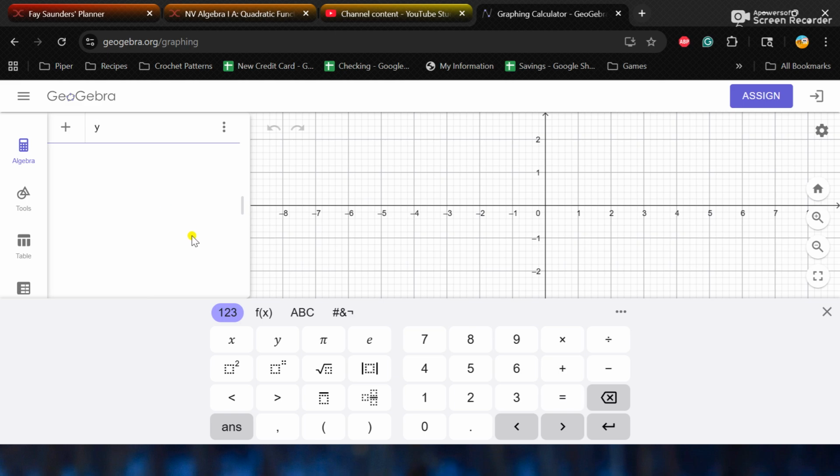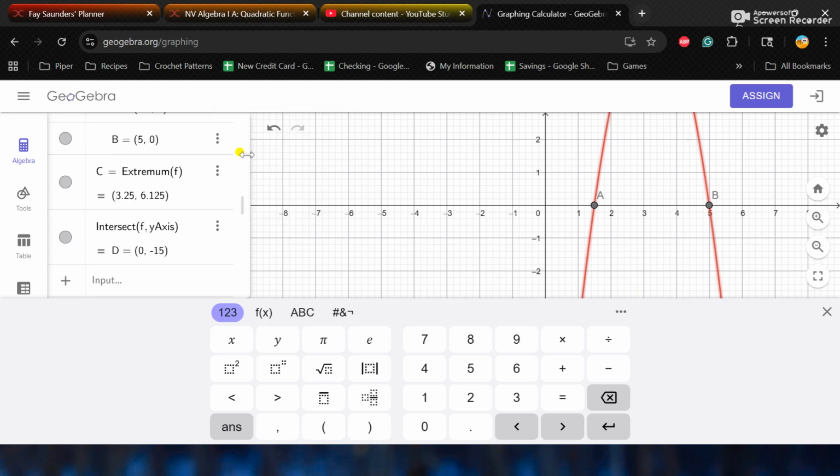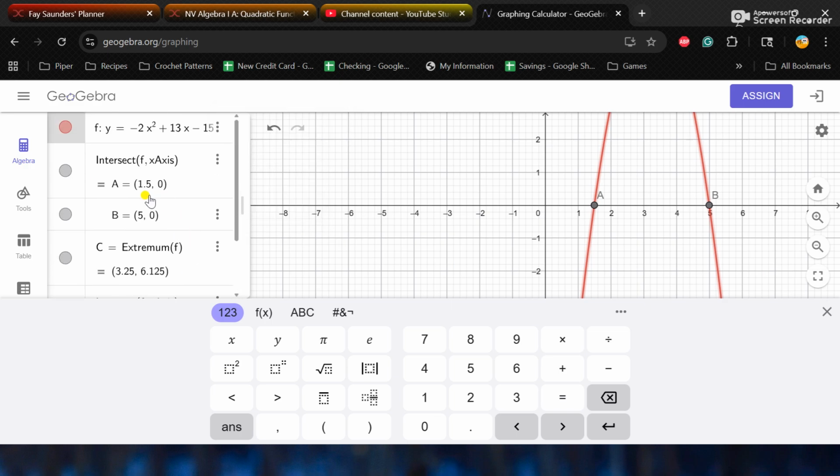What are the x-intercepts of y equals negative 2x squared plus 13x minus 15? Okay, and I'll show you. It says right here, special points. Boom. So the intercepts are 1.5, 0 and 5, 0. It's just that easy. It will just tell you that quickly.